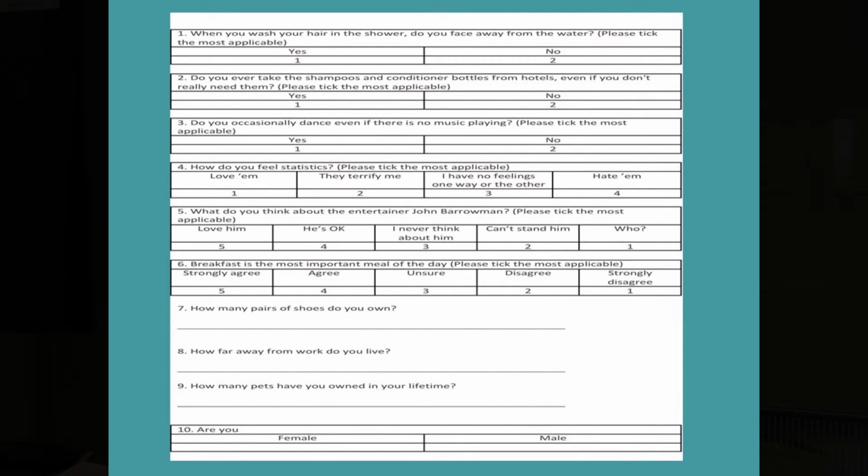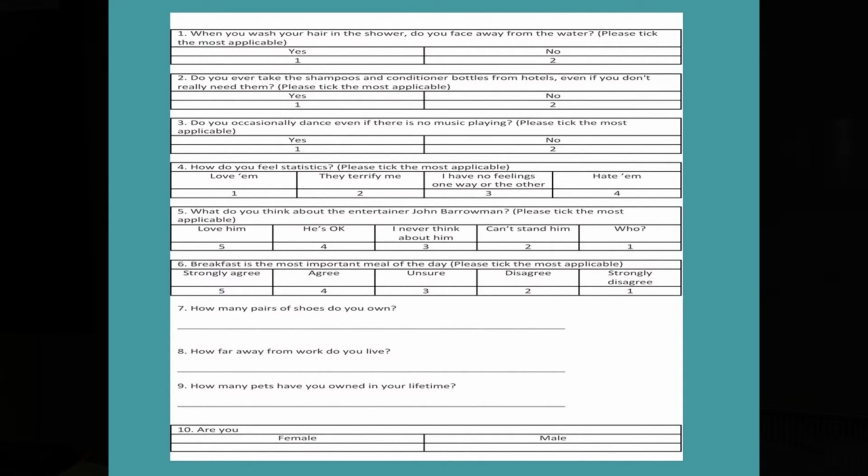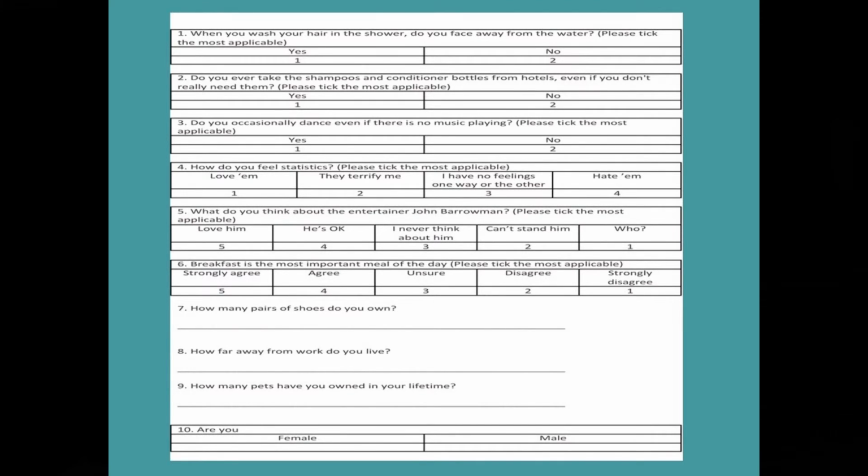I deliberately only gave 4 options to question 4, because there is a big debate about this, particularly with Likert scales. So if you look at question 6 with the strongly agree, agree, unsure, disagree, strongly disagree, that's the convention most people use. The danger with that, though, is that people will just tick unsure all the time. Whereas if you've got only 4 options, so how do you feel about statistics? I love them, they terrify me, I have no feelings one way or the other, or I hate them. People can't sit on the fence, they have to make a choice. And again, it depends on the questions you're asking, how you create that.